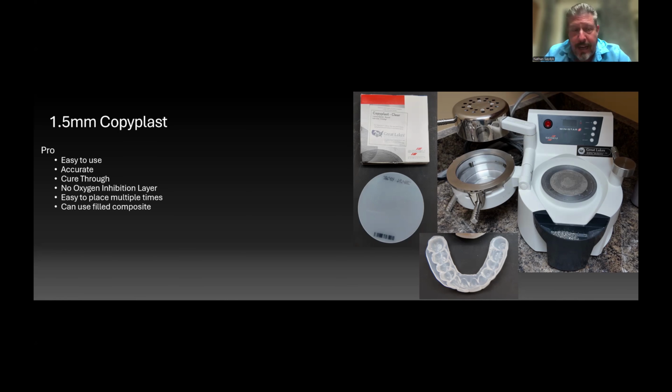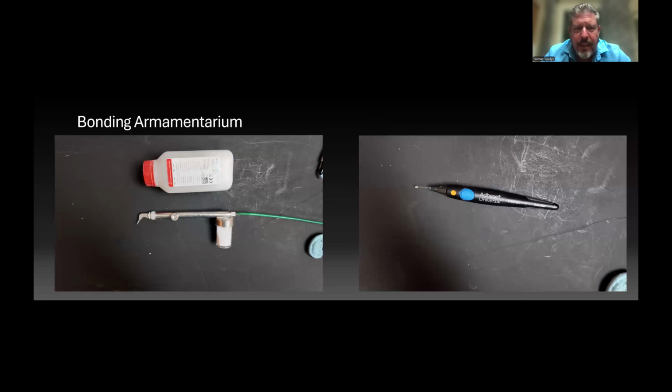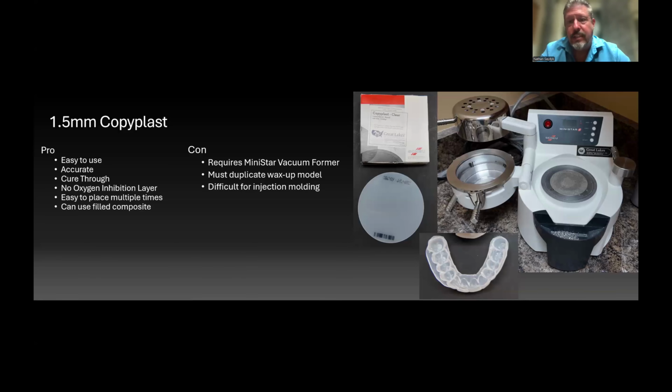You can use filled composites with this. It's hard to use for injection molding. So you have to drill through it and you get all this little weird stuff. But I'll show you the different cases that I would use this one over a wax up, but you have to dupe your wax up or you have to 3D print it.